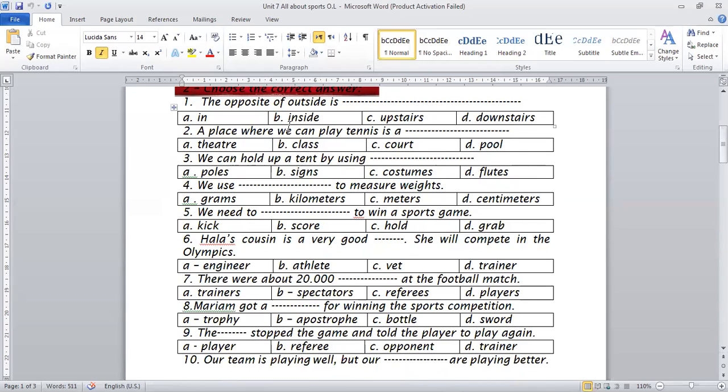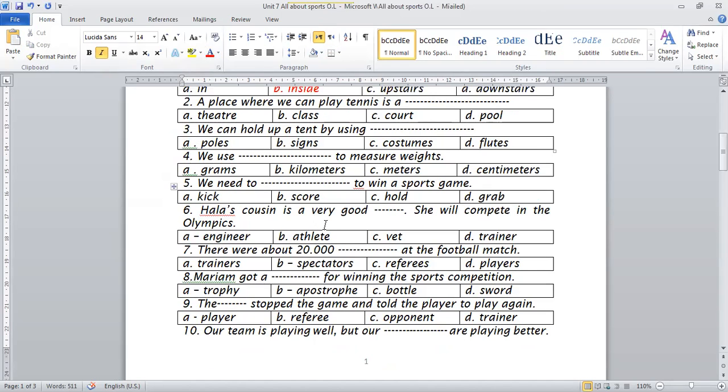So the opposite of outside is, choose the correct answer. Inside. Very good. Inside. Number 2. A place where we can play tennis is a court. Very good. Number 3. We can hold up a tent by using, I explained this word, poles. Yes, very good. We use to measure weights.